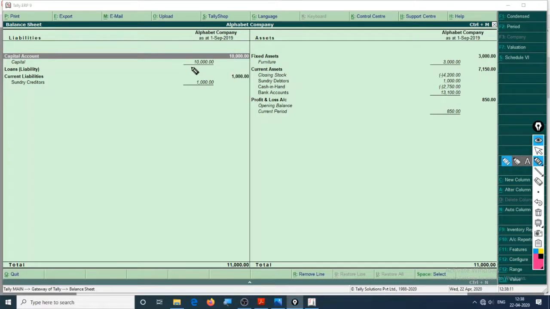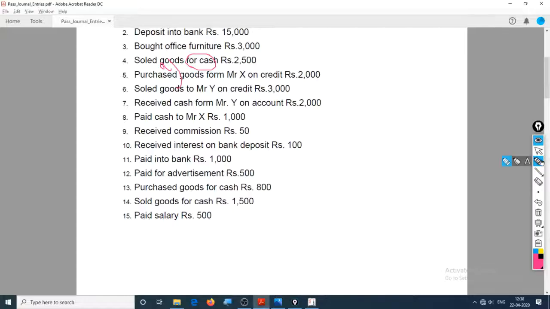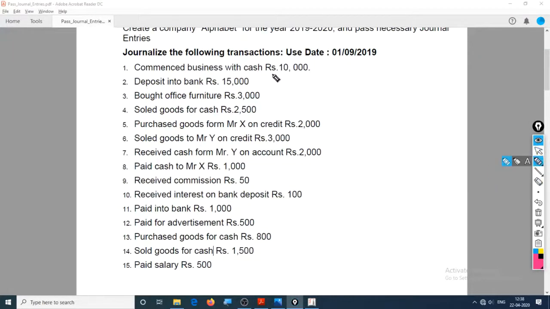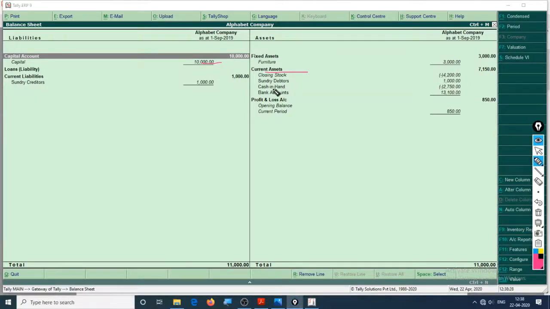Right here is the capital account, that is the first entry. Let's compare it with this right here. So this first entry is right here. You can see 10,000 is received and cash was brought in, that is, 10,000 is also increased.